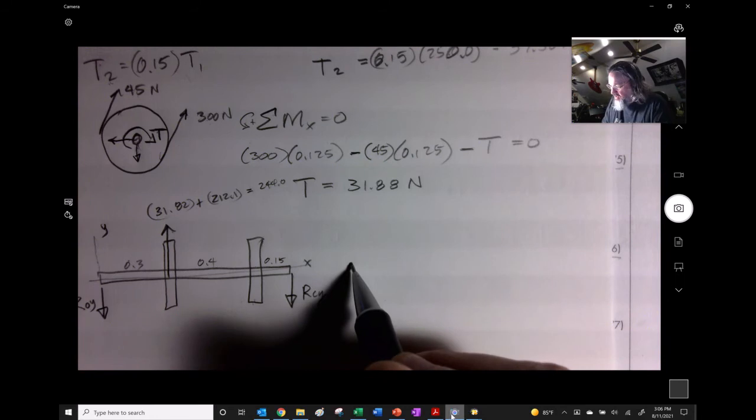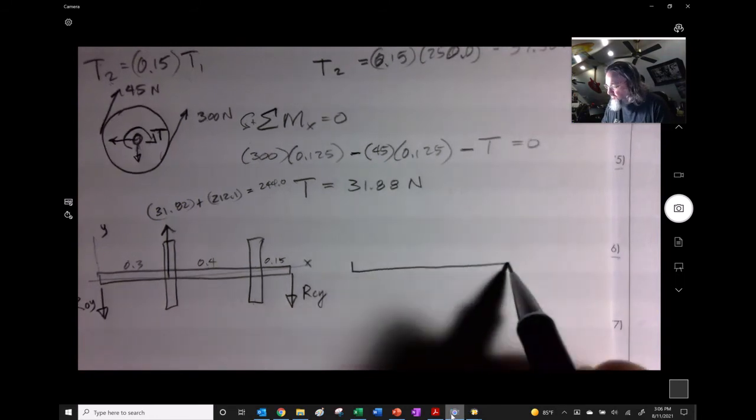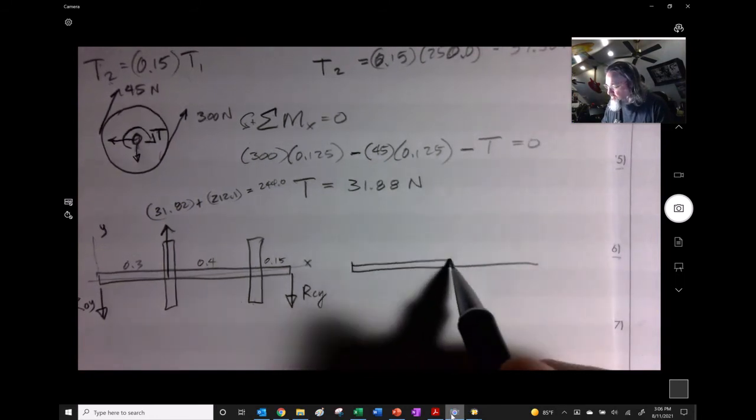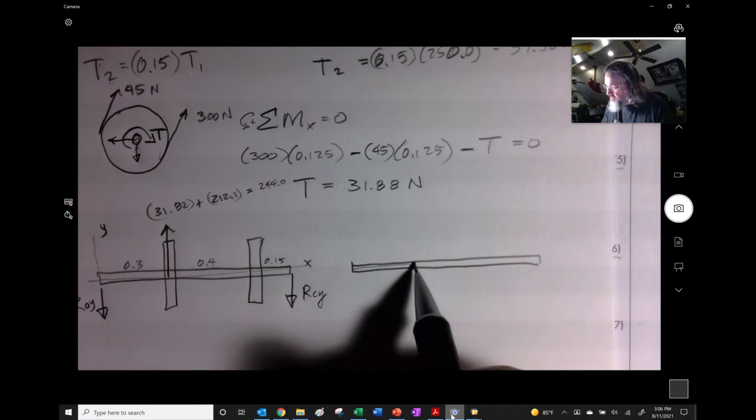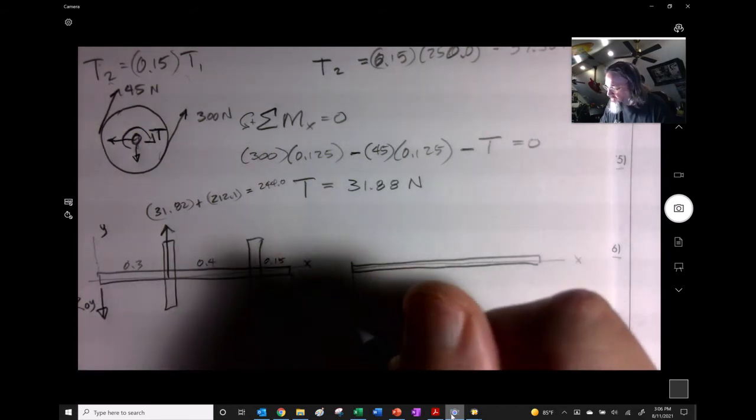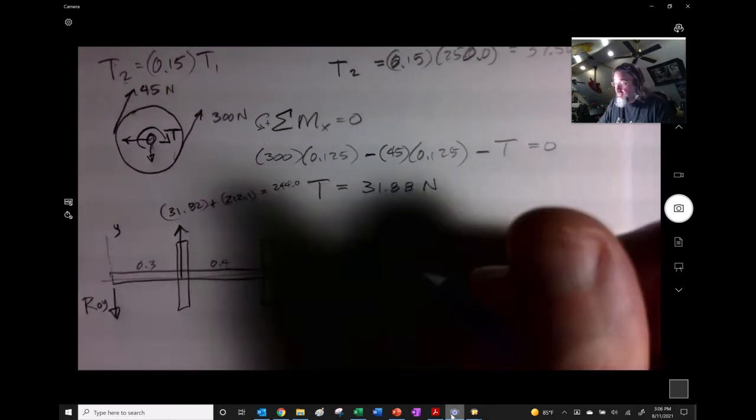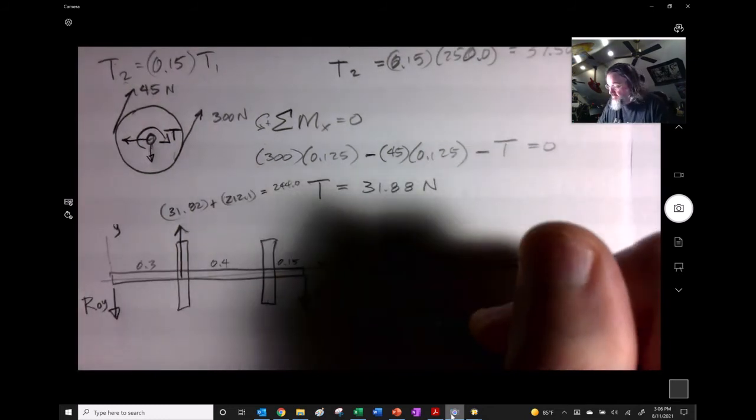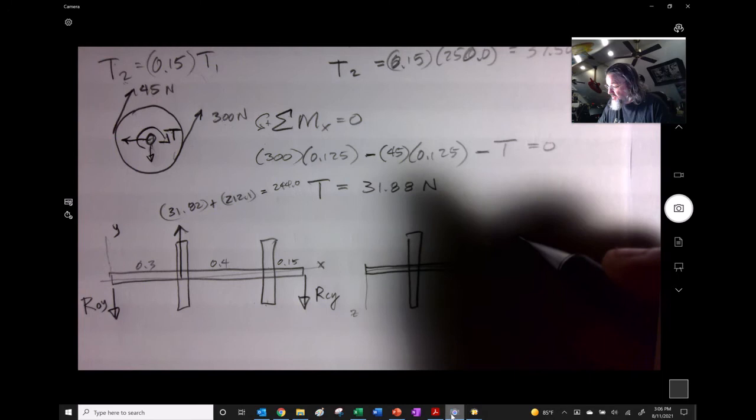I'm going to collect all this stuff over here for the XZ plane. And so here is X, and Z is downwards, by the way, right there. And we're going to have a similar drawing taking place.